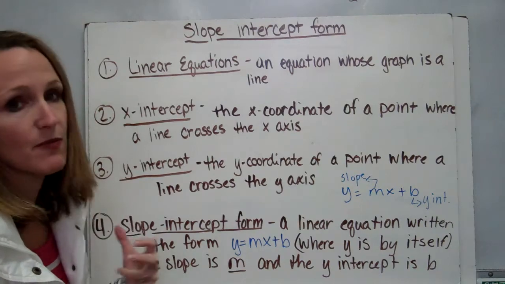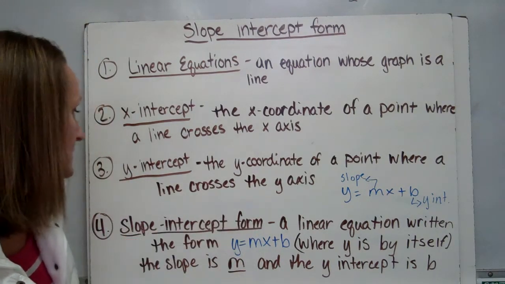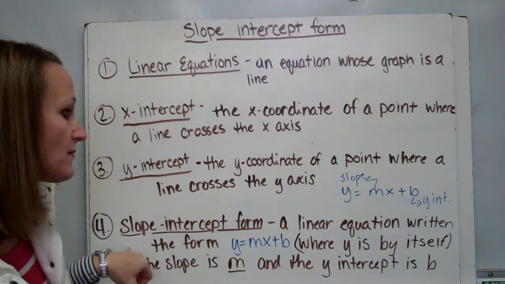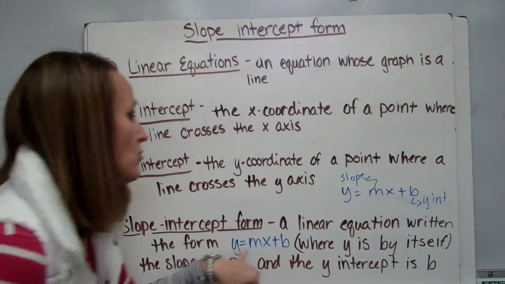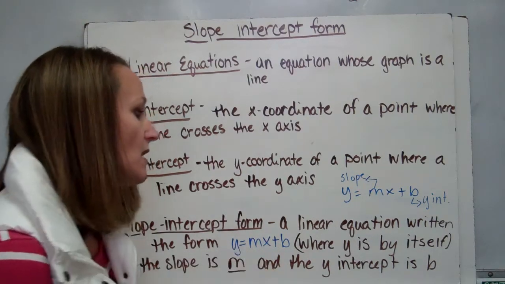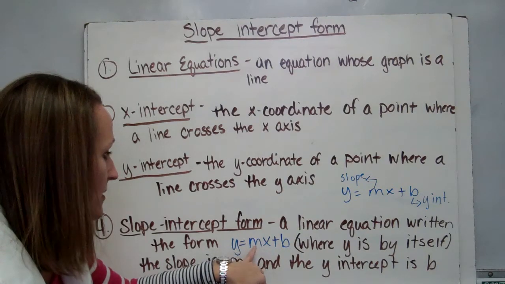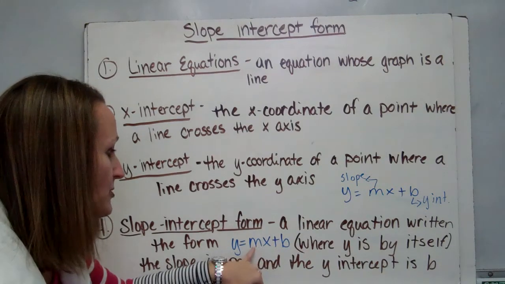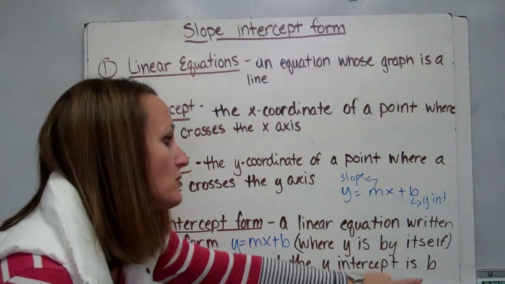Then we've got the y-intercept. This is very important when we're talking about a linear equation. And this is where it crosses the y-axis. And then slope-intercept form has a specific equation. It's a linear equation written in the form y equals mx plus b, where the y is by itself, always over here, and then mx and b. The slope is represented by m, and we've already talked about slope, and the y-intercept is represented by b.